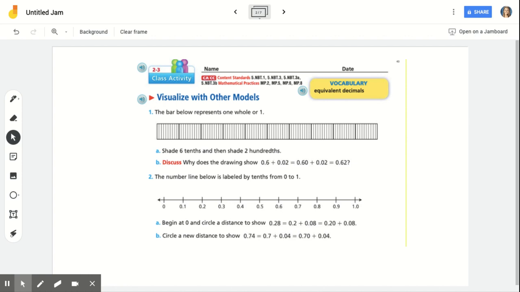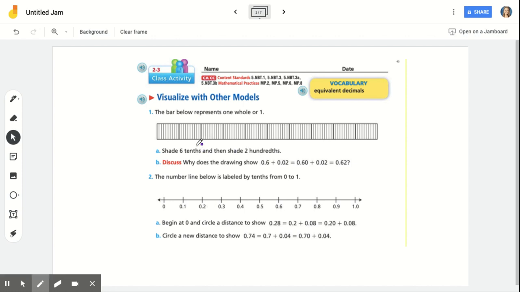It says visualize with other models. Basically what we are going to be doing on this page, we're going to be visualizing what decimals look like using fraction bars, using grids, and using number lines. Okay, so number 1 says the bar below represents 1 whole or 1. So take a look at the bar graph, and then part A says shade 6/10 and then shade 2/100.